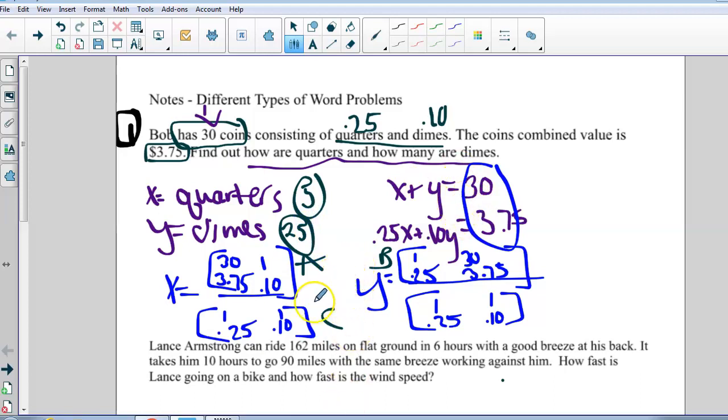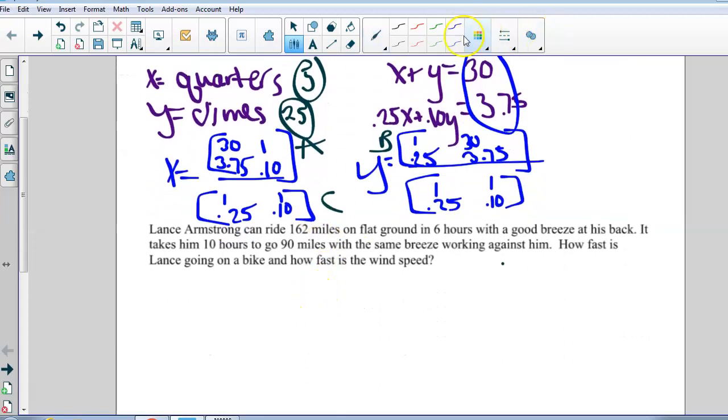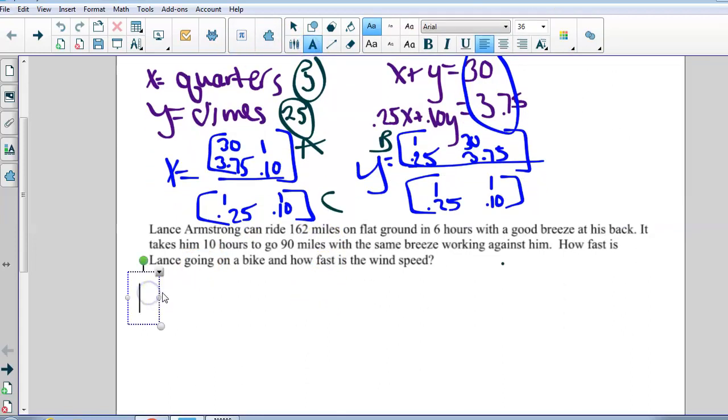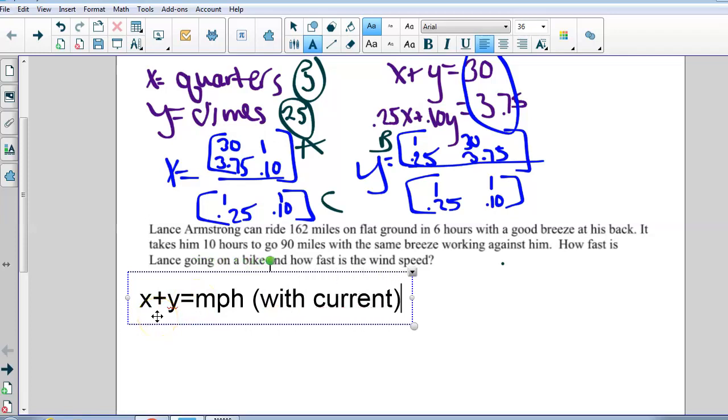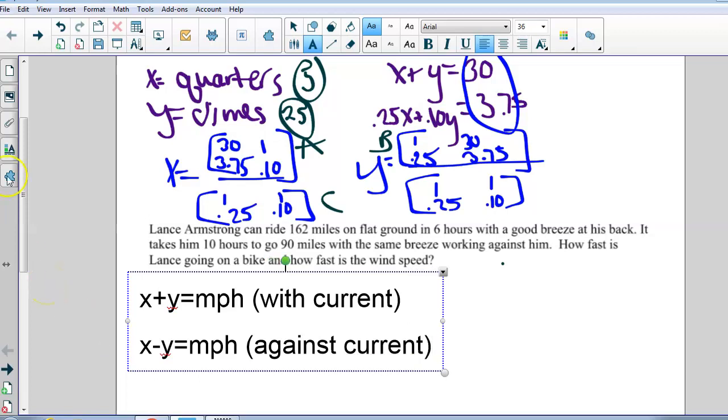So that is your money problem. Our next problem is a current problem, and we're going to set these up exactly the same way every single time. So I'm always going to have the equation x plus y is equal to the miles per hour going with the current. And then I'm always going to have x minus y equals your miles per hour going against the current. Hopefully this will make sense in just a minute.